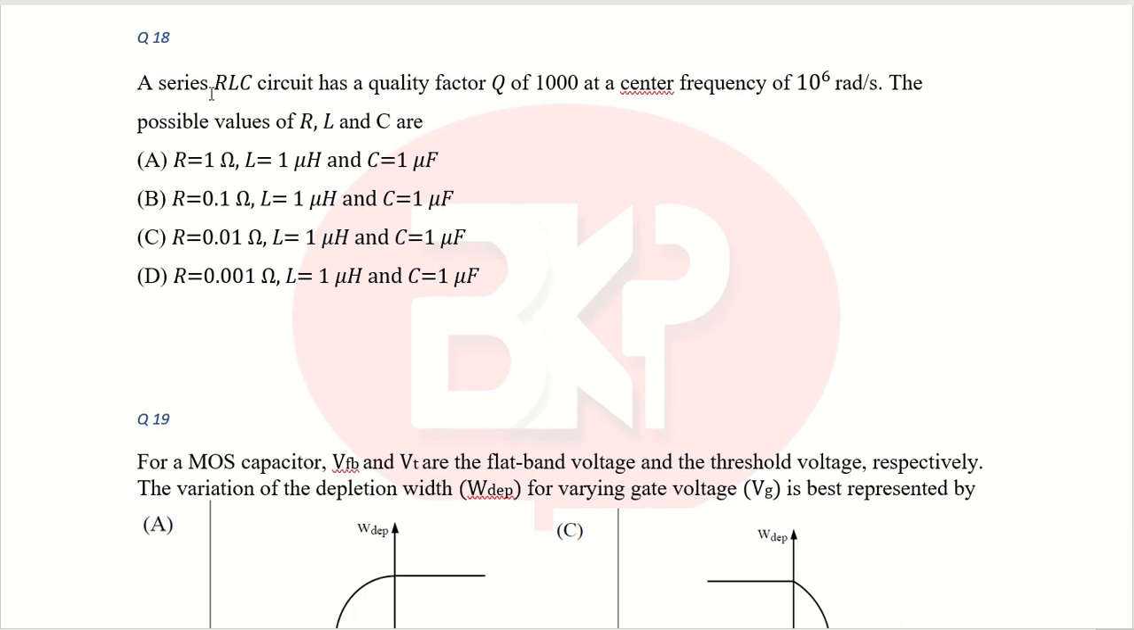Then question number 18 is, an RLC circuit has a quality factor of this. So this is very easy. Q is 1 by R root under L by C, and omega will be 1 by root LC. So using these two relations, the option will come up as D. Right now you write it down. I will tell you in the detailed solution how it is.